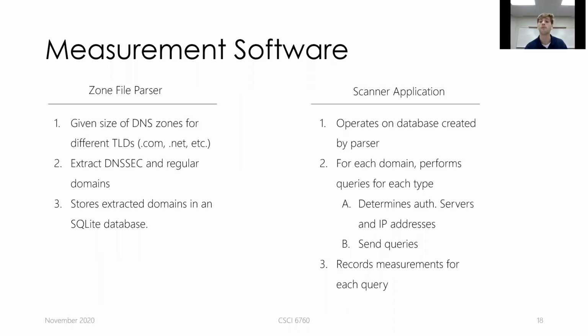And now let's talk about how. We know what we're going to use for the measurements. How are we actually going to do that? There's two crucial pieces of software for this study. The first is a zone file parser. Given the size of a DNS zone, we're actually going to use 6 different TLDs. It's going to extract both DNSSEC signed and regular non-signed domains, and it's going to store those domains inside a database. And after that, the second piece of software, the scanner application, is going to operate on that database, going down through each domain, performing those queries that we laid out in the previous section, and it's going to record those measurements for us as well.